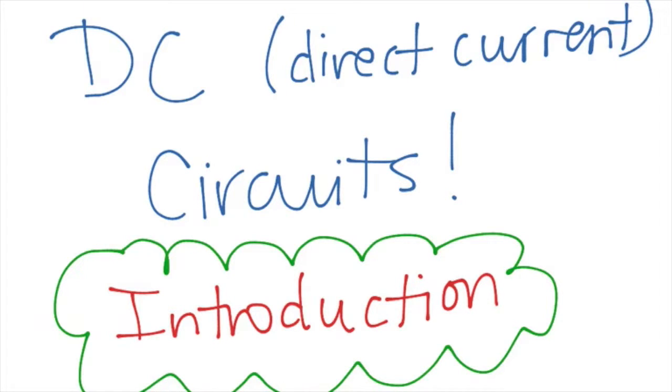We're going to talk a little bit about what a circuit is, what direct current means, and then about different types of circuits you'll see and different things that might be in a circuit. But we're not going to get too in-depth because this is really just an introduction.